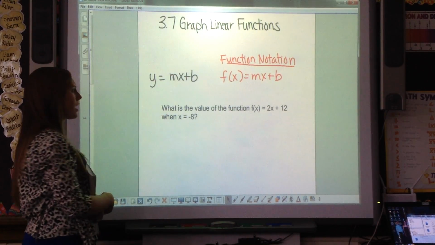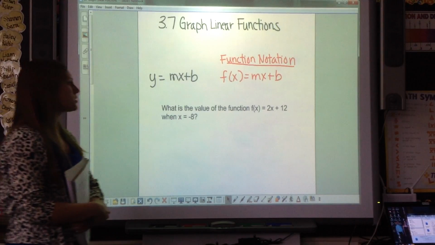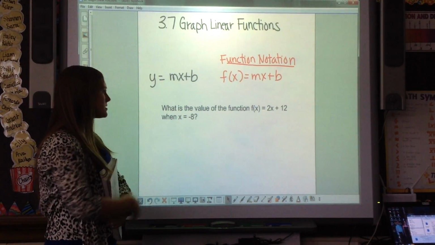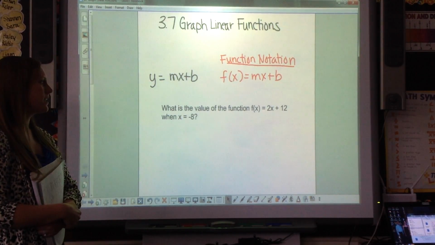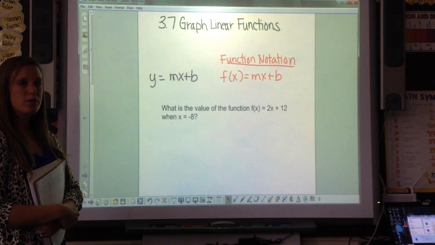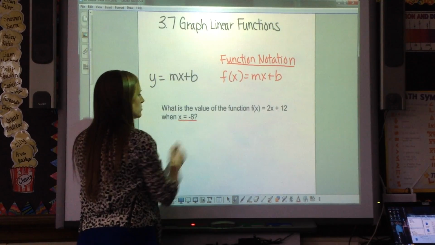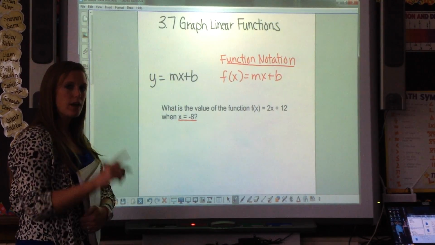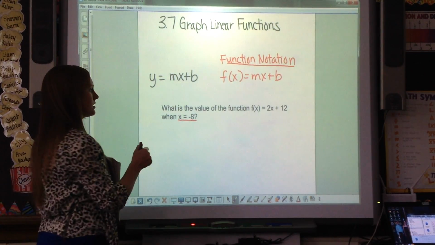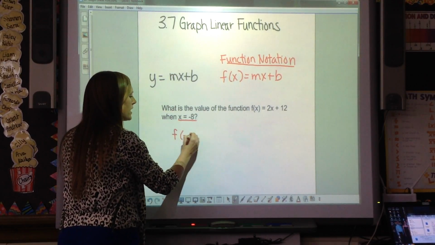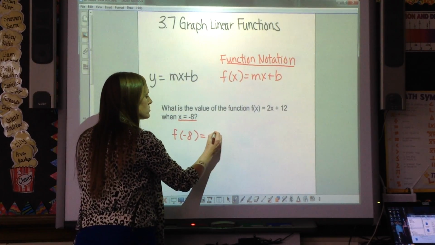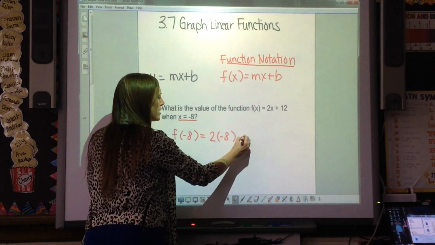Okay, here's our first problem. What is the value of the function f of x equals 2x plus 12 when x equals a negative 8? Again, this is a new language, so look at how I write this. It's telling us that x equals negative 8, so that's what I'm plugging in for x. But there are two x's here. F of negative 8 equals 2 times negative 8 plus 12.